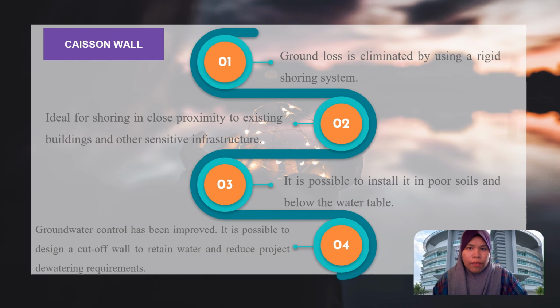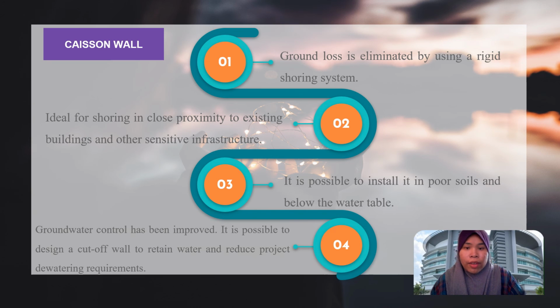So, these are the advantages of the Kaizen wall. First, ground loss is eliminated by using a rigid shoring system. Second, it is ideal for shoring in close proximity to existing buildings and other sensitive infrastructure. Third, it is possible to install it in poor soils and below the water table. And the last advantage is that groundwater control is improved and it is possible to design a cut-off wall to retain water and reduce project dewatering requirements.